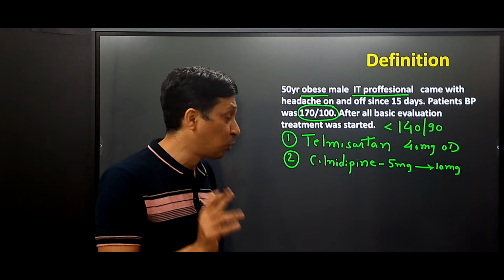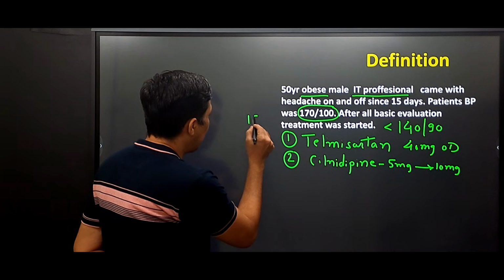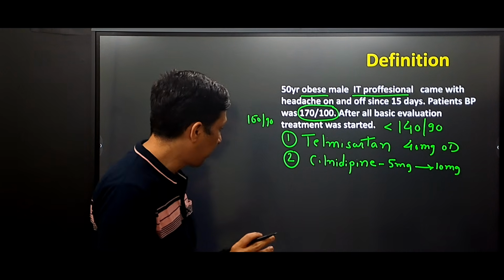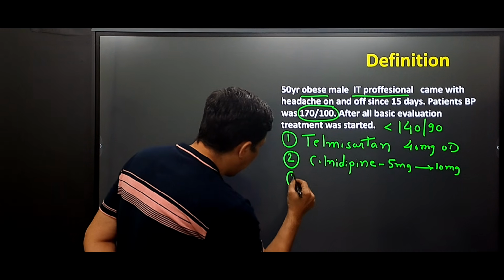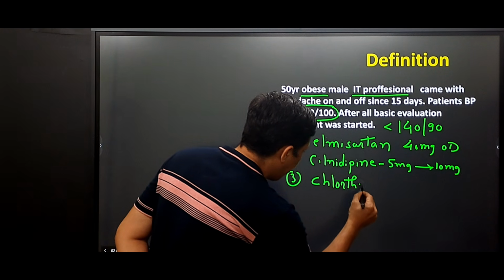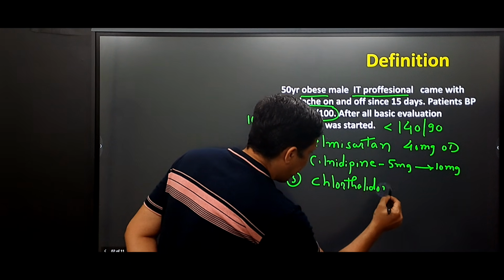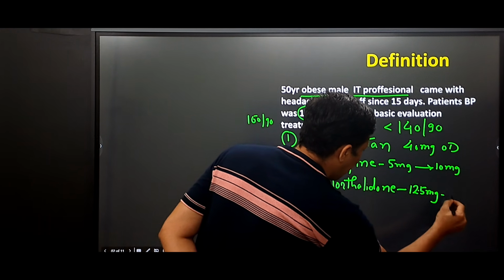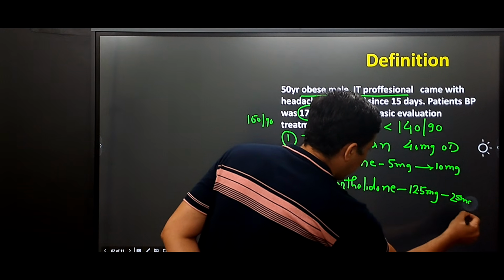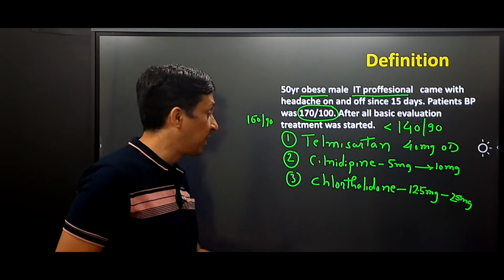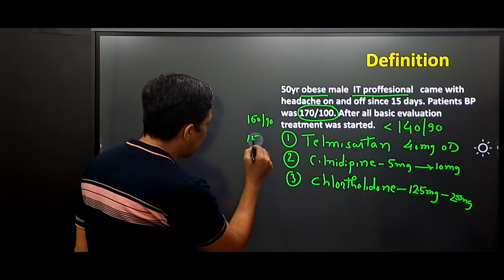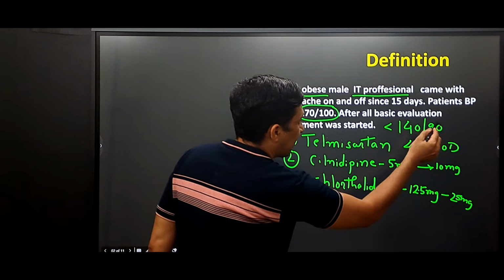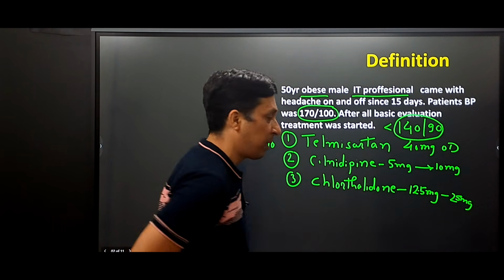But in spite of these two drugs, the blood pressure is still 160 by 90, means it is not under our control. Then you start with a third drug, that is chlorthalidone, which is a thiazide, and you start first with 12.5 milligram OD, then increase it to 25 milligram. But in spite of all these three drugs, the patient's blood pressure is still 150 by 90. Means it is above our target, that is, our goal, that is 140 by 90.